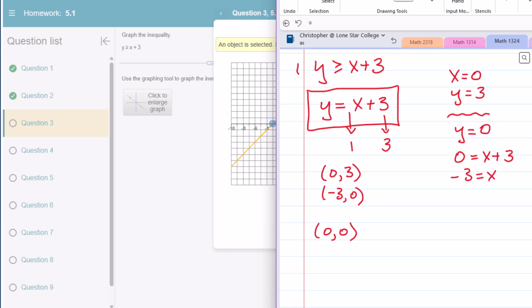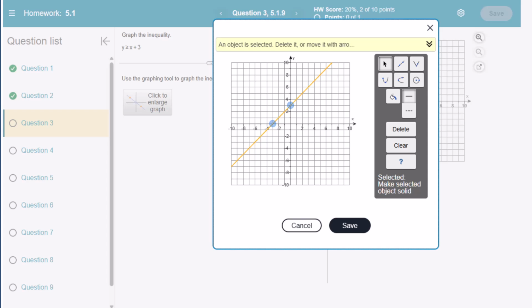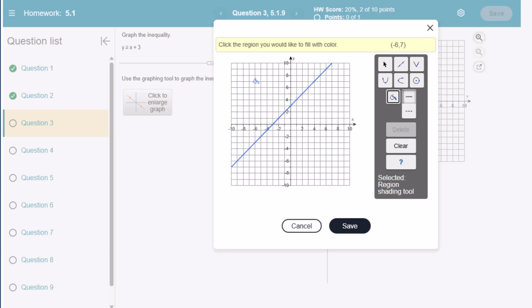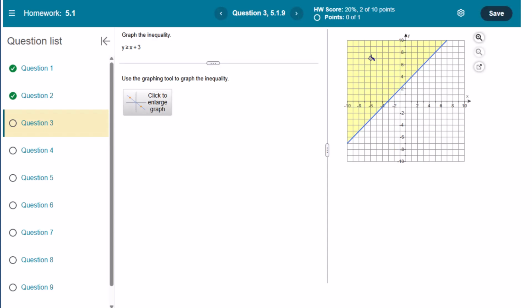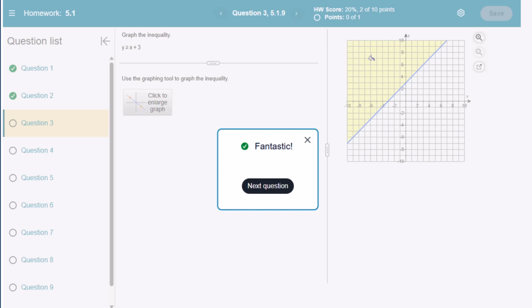Go back to my inequality here. Is it true 0 is greater than or equal to 0 plus 3? Is 0 bigger than 3? That's a no. That means every point on that side will fail. So nothing over here works, and so when I grab my shading tool, I shade in the stuff on the top. And so we'll save it and check it, and it's happy.